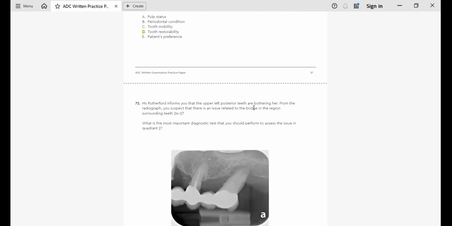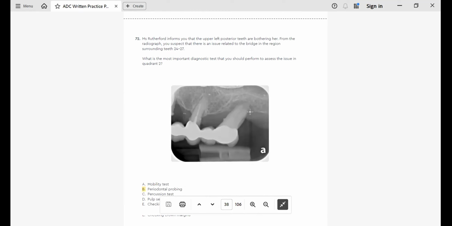You think that there is an issue related to the bridge in the region 24 to 27. What is the most important diagnostic test that you should perform to assess the issue in quadrant 2? Periodontal probing, you can see bone loss. There might be pockets, furcation involvement. That's the most important thing that will help you with that.